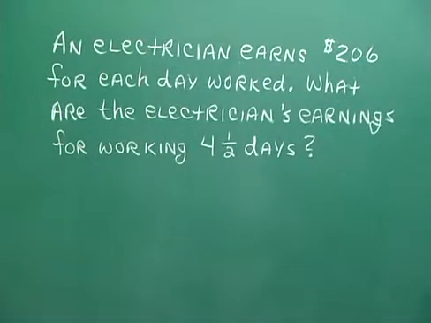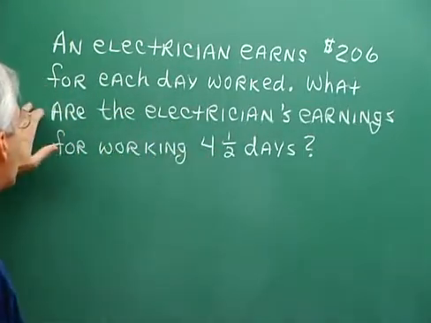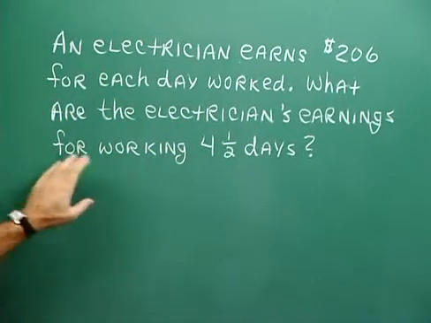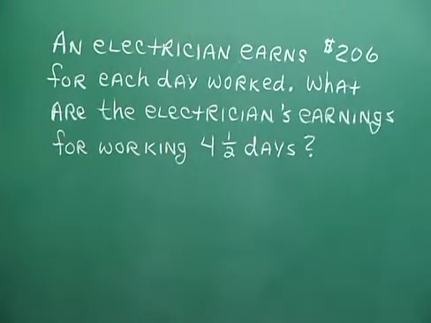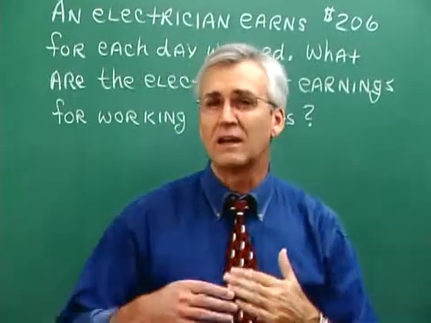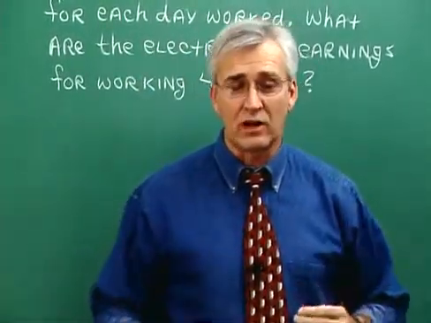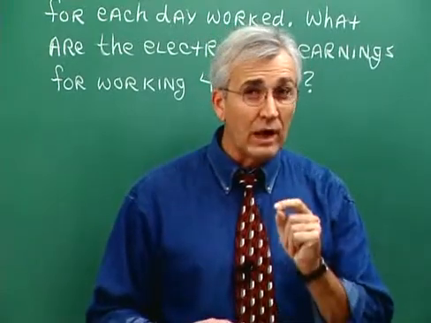Here's a word problem which leads to multiplication in its solution. An electrician earns $206 for each day worked. What are the electrician's earnings for working 4.5 days? Now, the multiplication comes in because we can look at it a couple of different ways. We can say, this person makes $206 every day. And we're talking about 4.5 days.